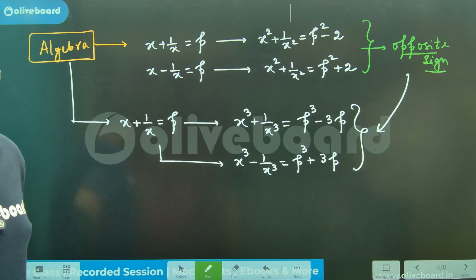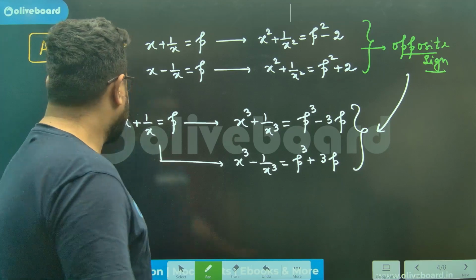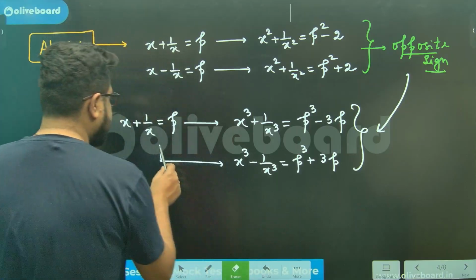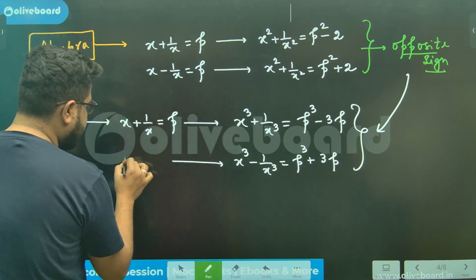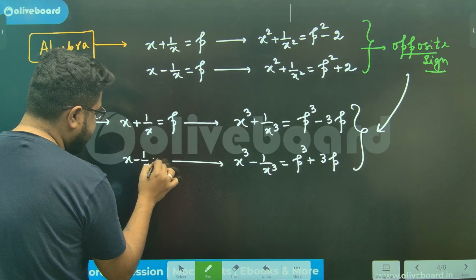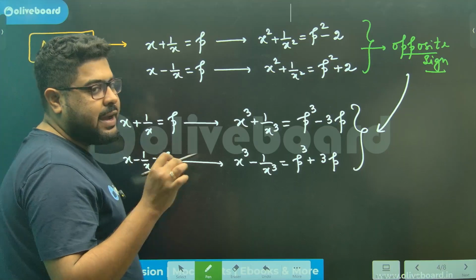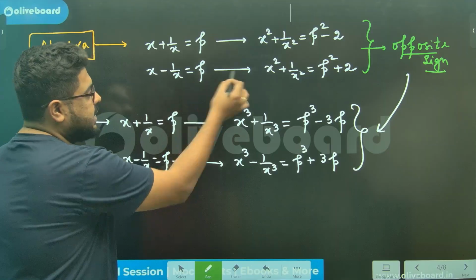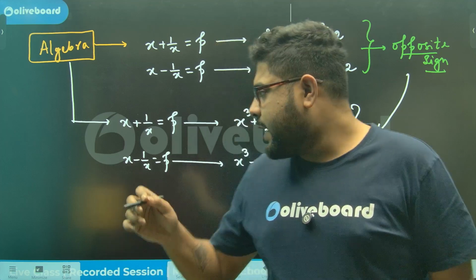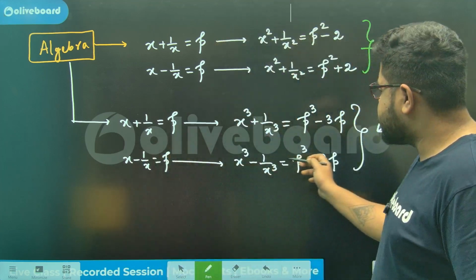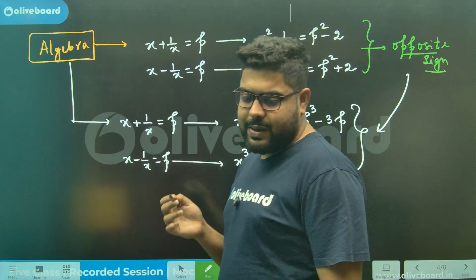Done? Acha, one mistake I have made. Extremely sorry. Here I have forgotten to write minus. I have written plus only. So if x minus 1 by x, the same thing as the square, for the cube also, from x minus 1 by x I'll get x cube minus 1 by x cube.